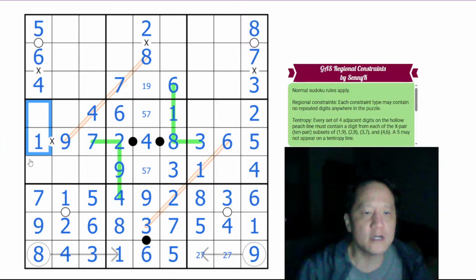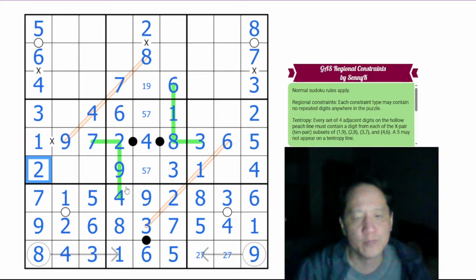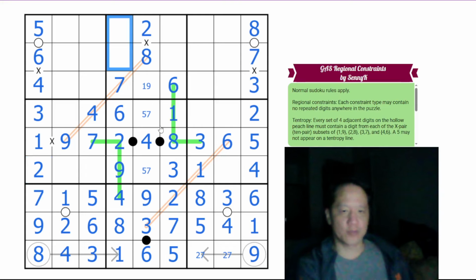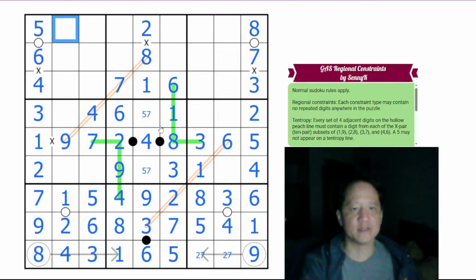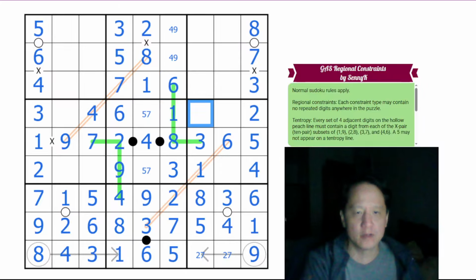Remaining digits in column 1 are 2 and 3. This can't be 2 because of 2 in the row, so this is 3, and that's 2. Remaining digits in column 4 are 3 and 5. Oh, this 9 also eliminates 9 here, so it's 1. This can't be 5 because of 5 in the row, so that's 3 and 5. Remaining digits in column 6 are 4 and 9. So we can just place a 4, 9 pair here.